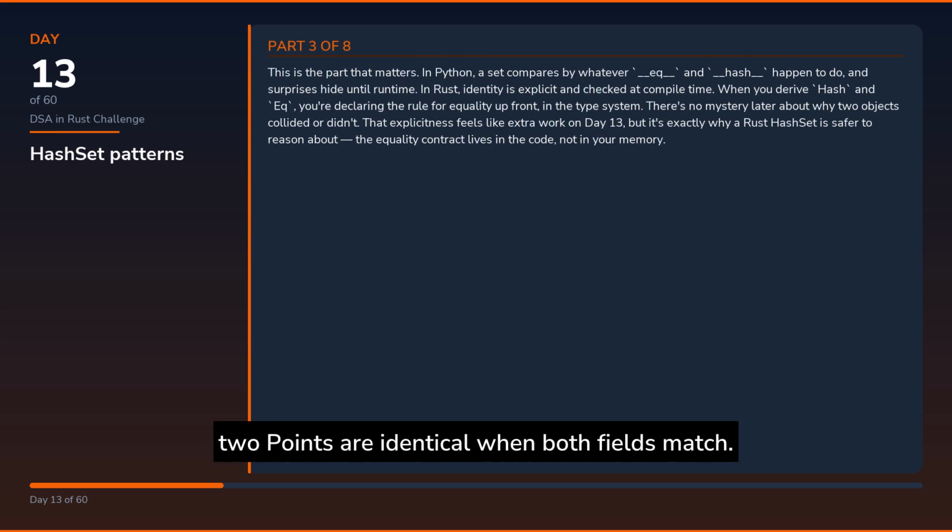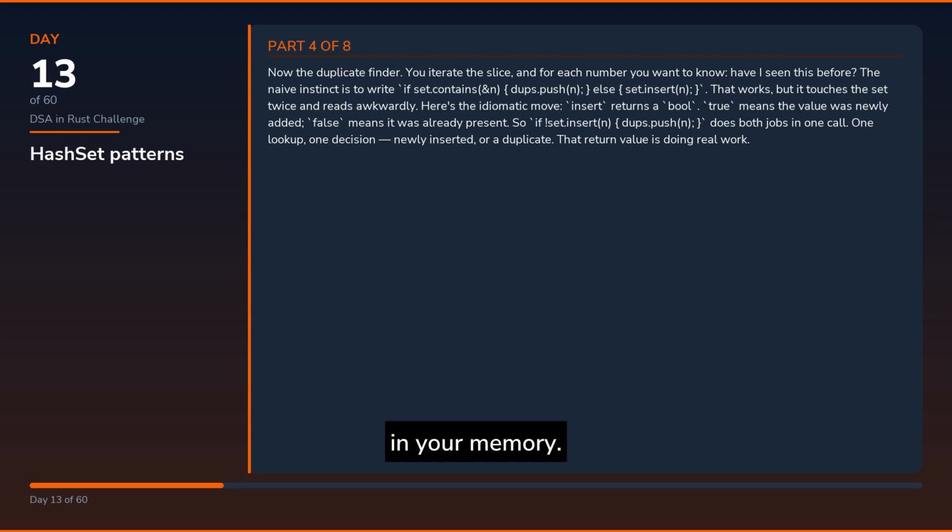This is the part that matters. In Python, a set compares by whatever __eq__ and __hash__ happen to do, and surprises hide until runtime. In Rust, identity is explicit and checked at compile time. When you derive Hash and Eq, you're declaring the rule for equality up front in the type system. There's no mystery later about why two objects collided or didn't. That explicitness feels like extra work on day 13, but it's exactly why a Rust HashSet is safer to reason about. The equality contract lives in the code, not in your memory.